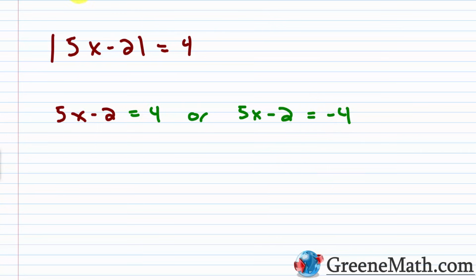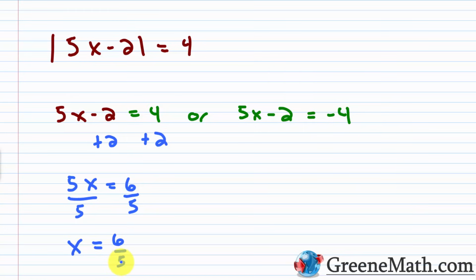Okay, so we're just going to solve those two scenarios. Let me add 2 to both sides of the equation here. I'm going to get that 5x is equal to 6. Divide both sides by 5. We're going to get x is equal to 6/5. Okay, so that's the solution.